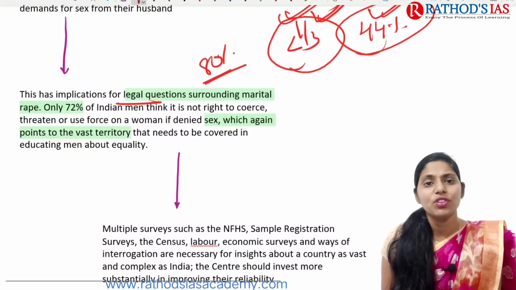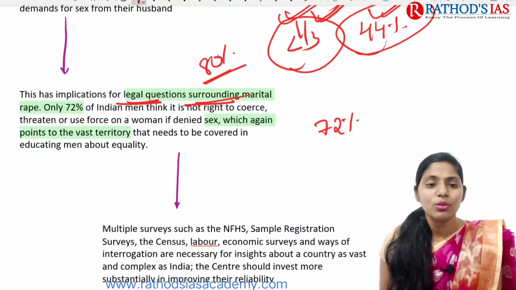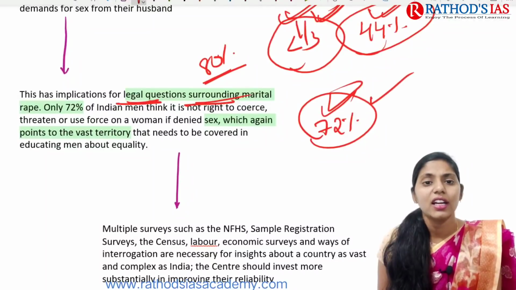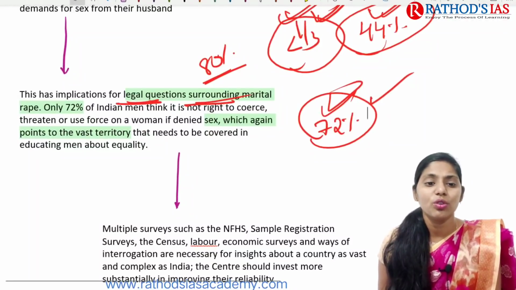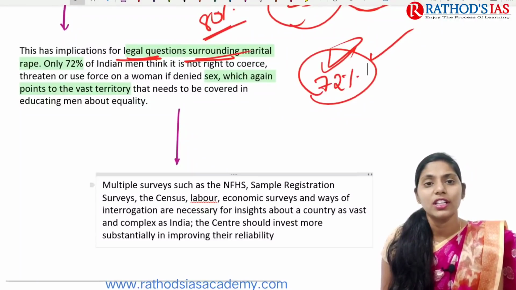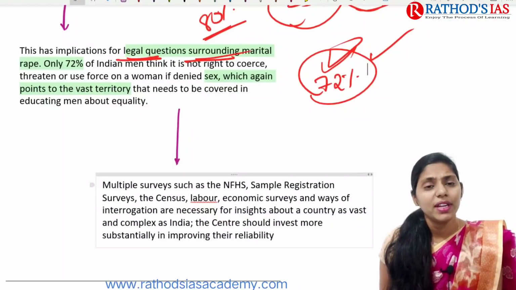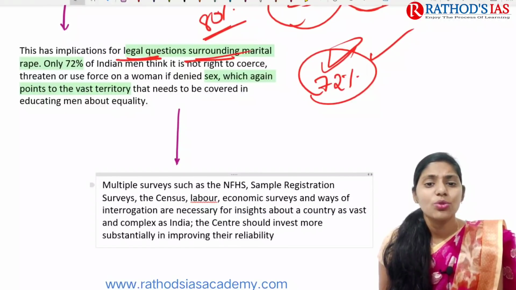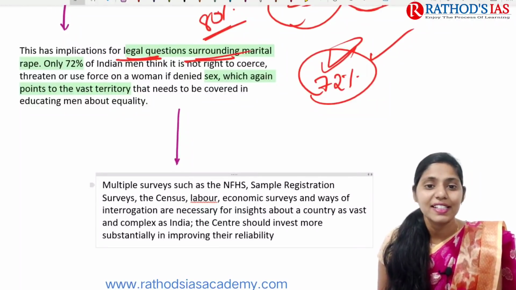So this has implications for the legal questions surrounding marital rape, and it means that 72% of Indian men think that it is not right to coerce, threaten or use force on a woman if denied sex, which again points to a vast territory that needs to be covered in educating men about equality. So whenever women are refusing, it means yes, they have some empowerment. So we can say there will be a decrease in cases of marital rape.